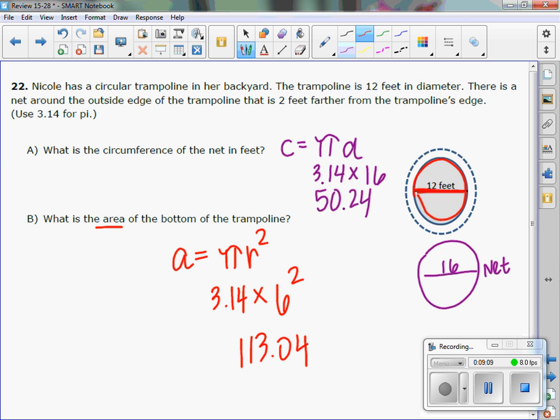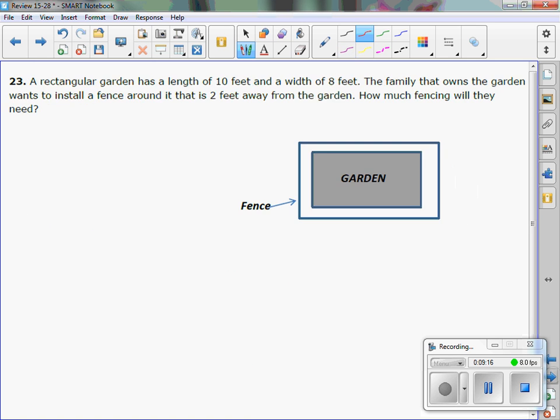113.04. You will not be able to use a calculator on your test, so make sure that you feel comfortable multiplying these values out that have decimals.